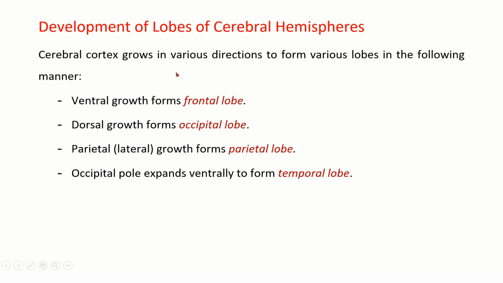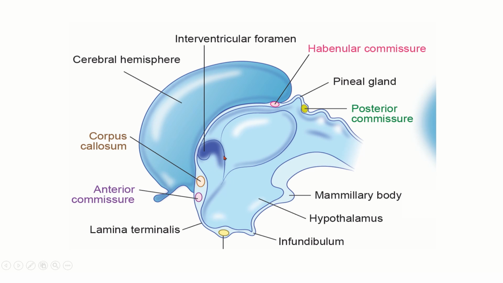Then the cerebral cortex grows in various directions to form various lobes: the frontal lobe, occipital lobe, parietal lobe, and temporal lobe. You can see here the telencephalon developing into the cerebral hemisphere, and this is the diencephalon. And here you can observe certain commissures forming, connecting the two cerebral hemispheres. This is the anterior commissure and this is the corpus callosum, which is not completely formed, it is just appearing. And you can see the habenular commissure and the posterior commissure.